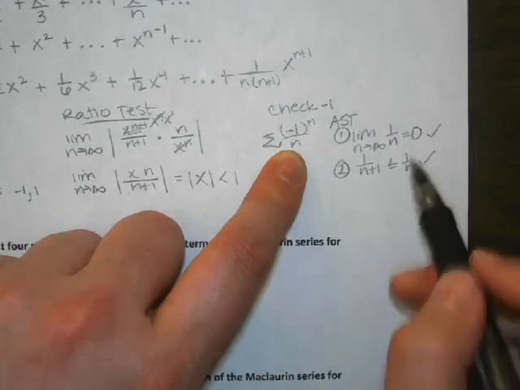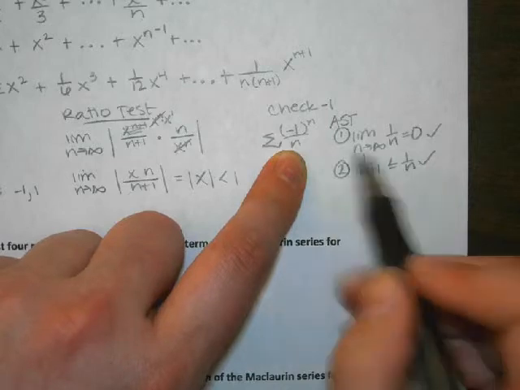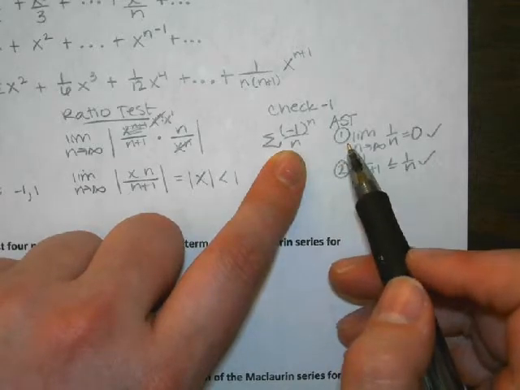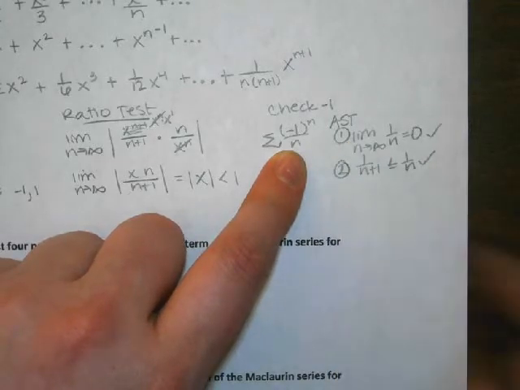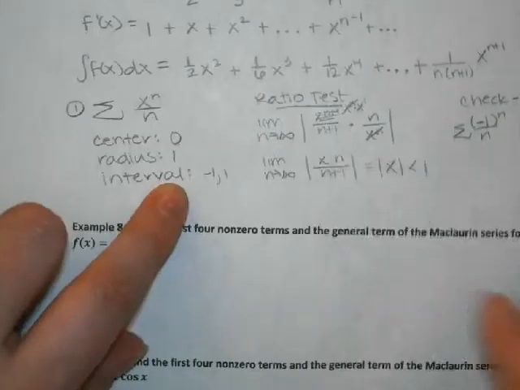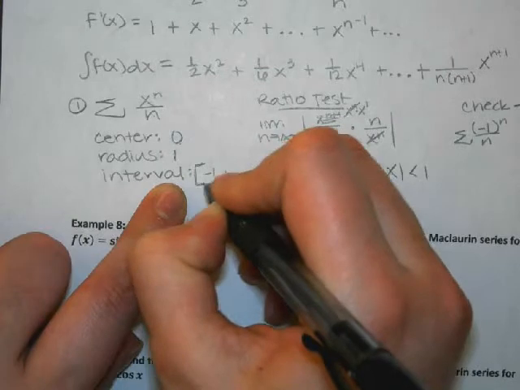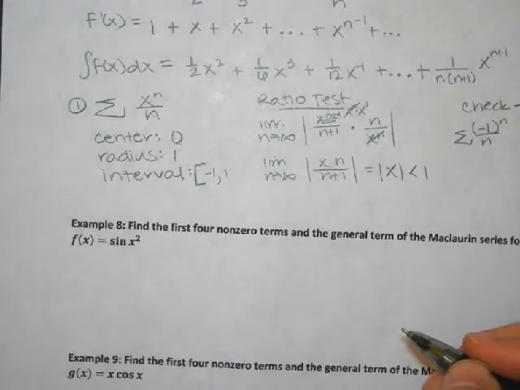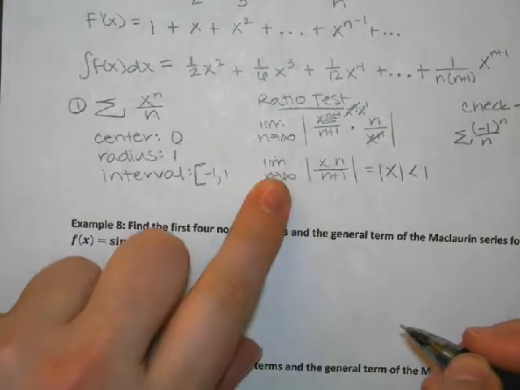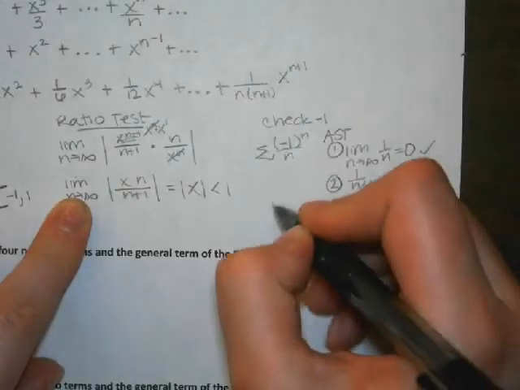So it checked with both conditions, so what's our conclusion about -1? It converges, we can include it. So we're going to go back over here to our interval of convergence and include the -1. Now that we've checked -1, we're going to go ahead and check +1.